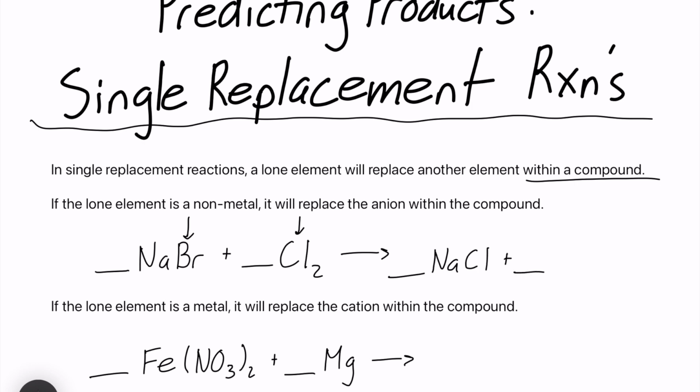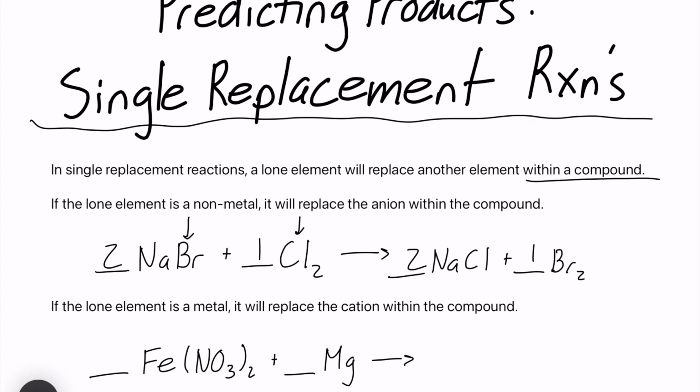And since bromine was basically kicked out of the compound, it's now going to be the lone element on the product side. So we'll write down Br2 as that lone element, and now we just have to quickly balance this. We can write a 2 in front of NaBr, a 2 in front of NaCl, a 1 in front of Cl2, and a 1 in front of Br2.